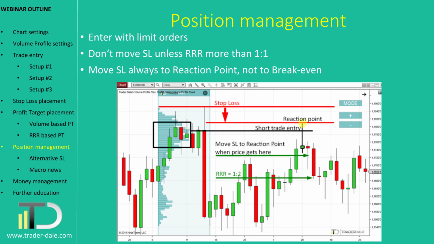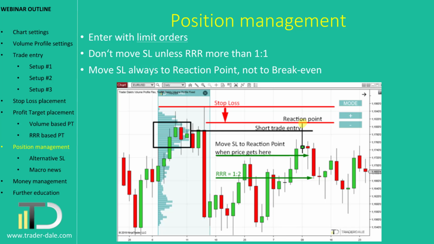And the best place to move your stop loss to is the reaction point. It is not the break-even point. A lot of people use break-even point, but I don't think it's a good idea. The best place to secure your position is the reaction point. A reaction point is the place where the price actually turned as a reaction to your trading level.